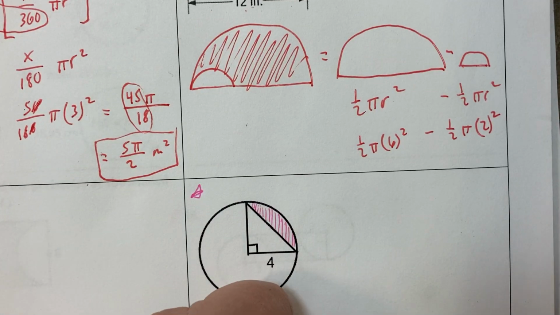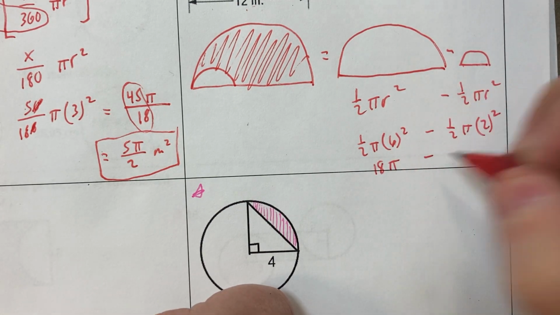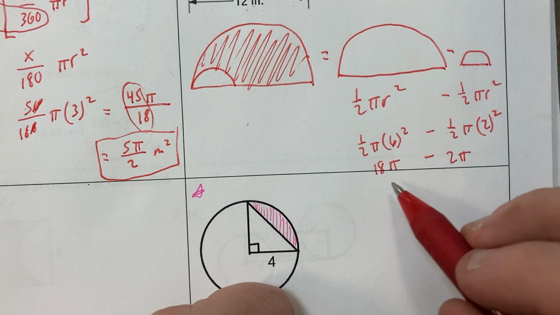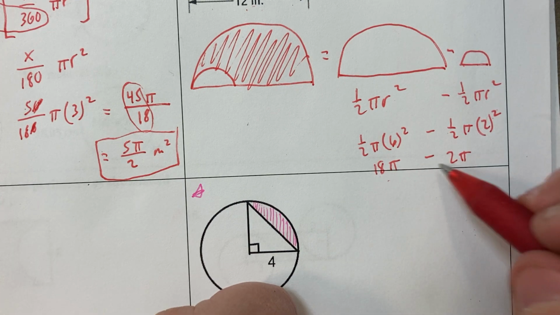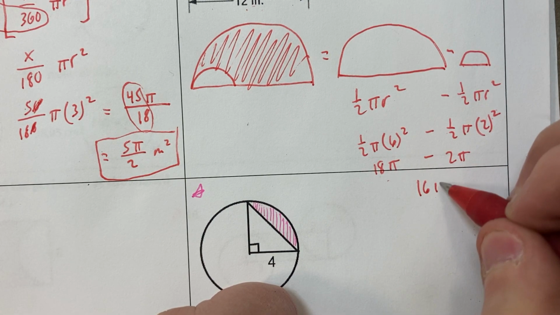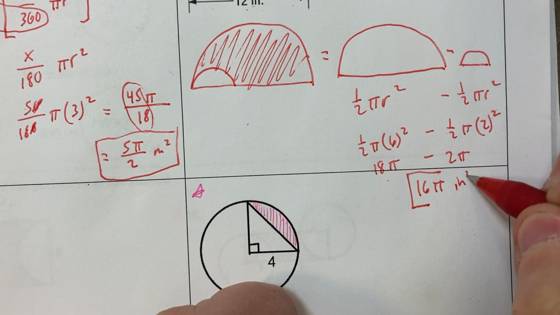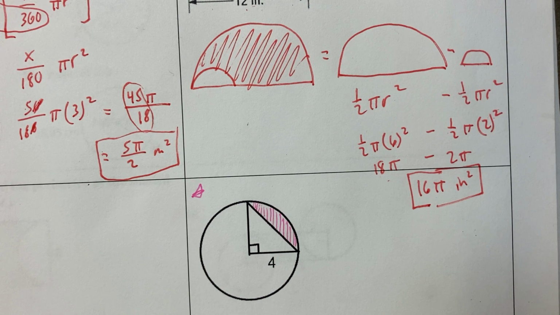All right. So now think of this: this is 36 divided by 2, so this is now 18 pi. And this is 4 divided by 2, so this is 2 pi. And if they're both pi's, you can subtract those because those are like terms. Think of this as 18x minus 2x. That would give you 16 pi. 16 pi inches squared. That's the perfect exact answer. You can plug that in your calculator and simplify from there.